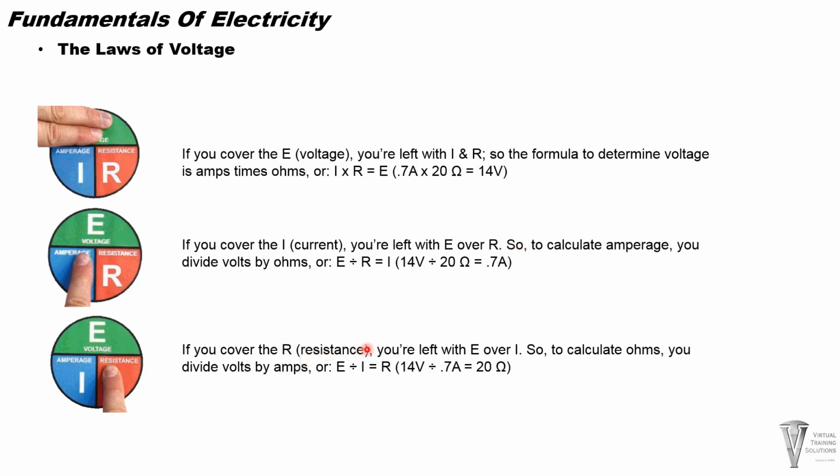If you cover the resistance, you're left with E over I. So to calculate the ohms, you simply divide your voltage, which is your E, by I, which is your amperage, and that'll give you your resistance. So in this case, we're taking 14 volts, dividing it by 0.7 amps, and that gives us 20 ohms of resistance. So either way, if you're having trouble with the specifications, this gives you a great way to test that.